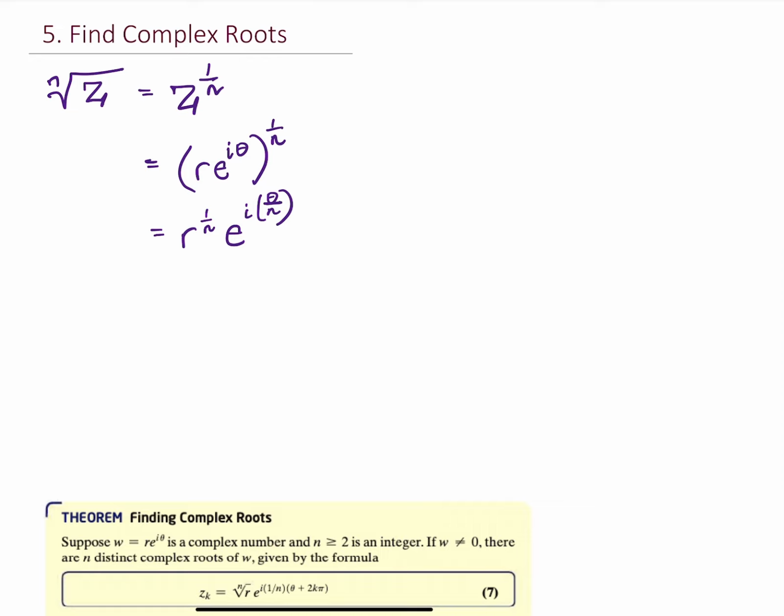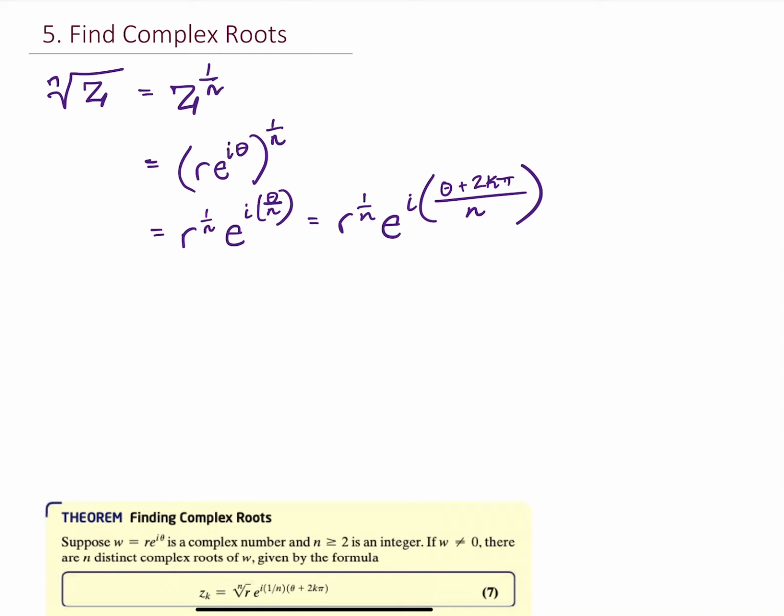So notice the angle gets divided. And here it becomes a little bit more complicated. We'll end up with multiple solutions for these roots. Recall earlier that we said we could add 2 pi to our angle and get another solution. So we can do that here. We can write this as r to the power of 1 over n times e to the power of i times theta plus 2k pi over n. So like plus any multiple of 2 pi, meaning coterminal angles.